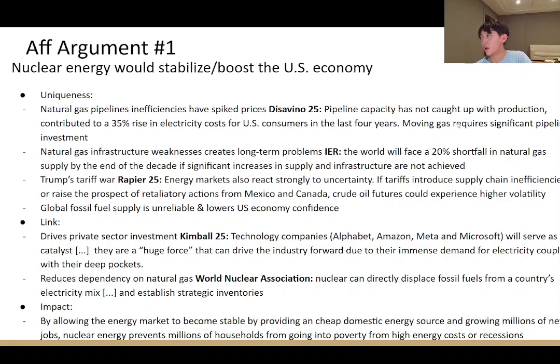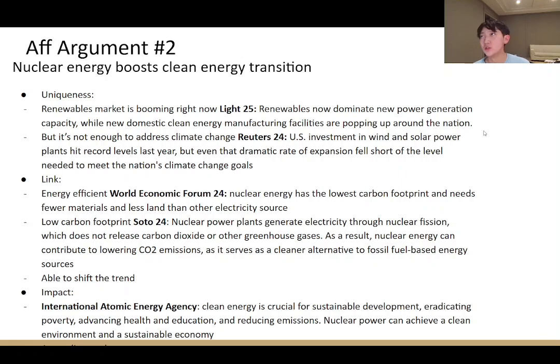Okay, moving on. The second half argument is that nuclear energy boosts the clean energy transition. The uniqueness is, right now, renewable markets are booming, as Light25 finds that renewables now dominate new power generation capacity, while new domestic clean energy manufacturing is popping up around the nation. So right now, there's a clean energy movement. A lot of countries are interested in that clean energy.